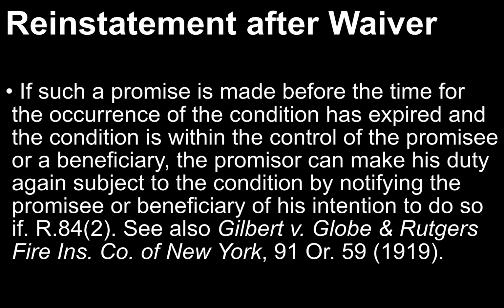The rule comes from the Restatement section 84 sub 2. If such a promise is made before the time for the occurrence of the condition has expired, and the condition is within the control of the promisee or beneficiary, the promisor can make his duty again subject to the condition by notifying the promisee or beneficiary of the intention to do so. Well, as I mentioned, it's an equitable doctrine. You'll have to read a bunch of different cases to get a feel for exactly how this works, but I'll give you one example from Gilbert v. Globe and Rutgers.